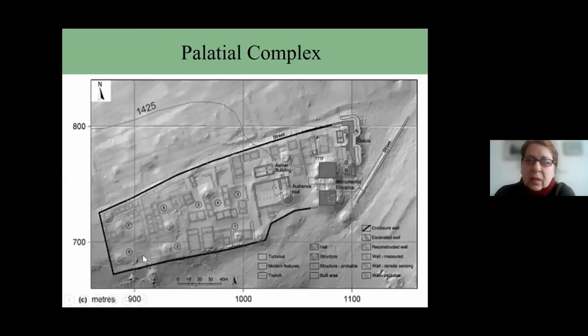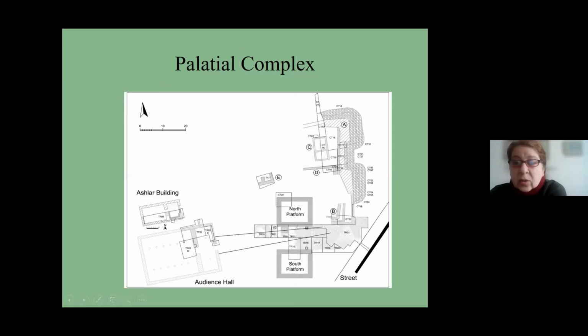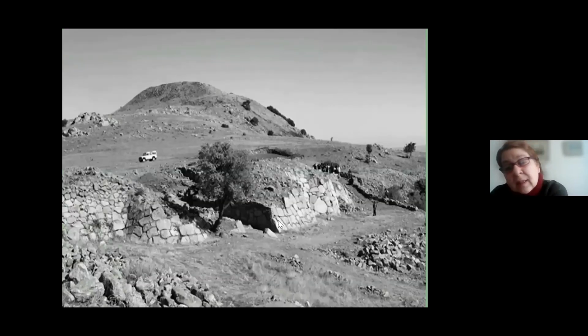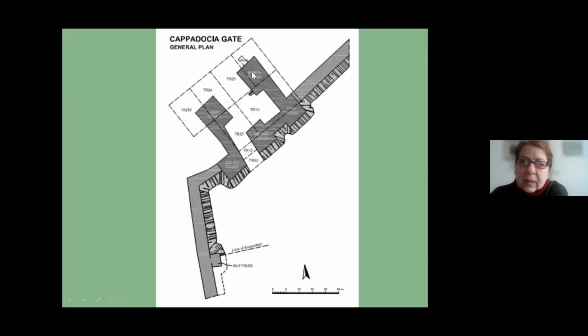This is the palatial complex. You see the map is done only with geophysics. The only excavations are a small portion here and here, and you can see it clearer in this place. You see the trenches, and the other one is this Cappadocia Gate, the huge cyclopean glacis that defended the entrance to the city, one of the entrances to the city. And this is again the plan of the Cappadocia Gate excavations.